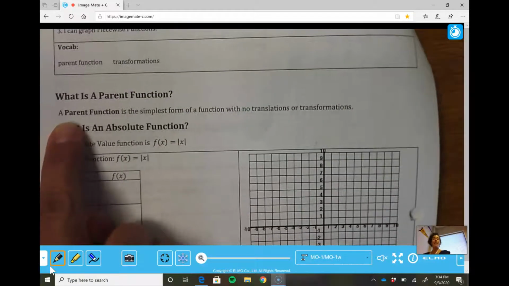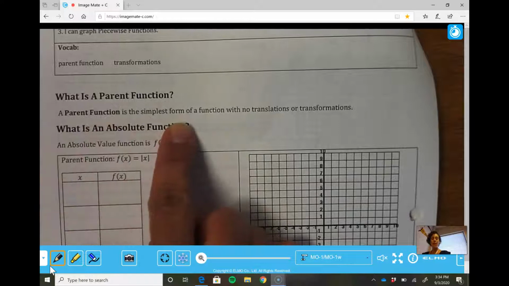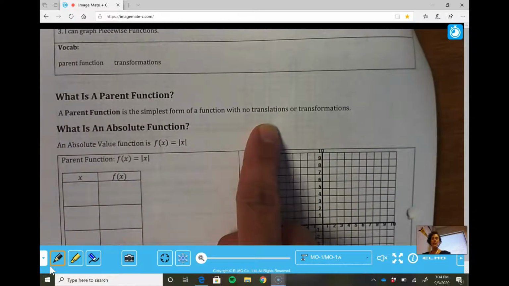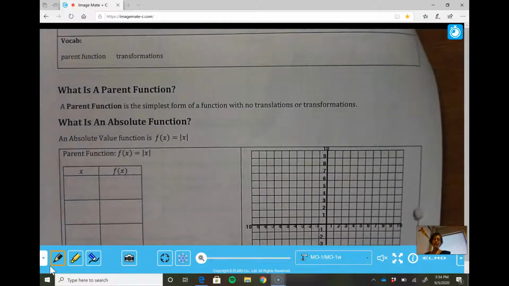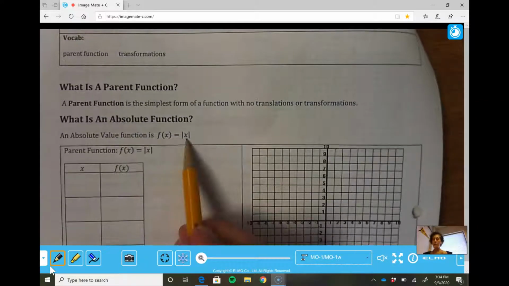A parent function is the simplest form of a function with no translations or transformations. So I'll talk down below what a translation or a transformation is. You learned about that in geometry. So again, the plainest, simplest version of an absolute value function is the absolute value of x.